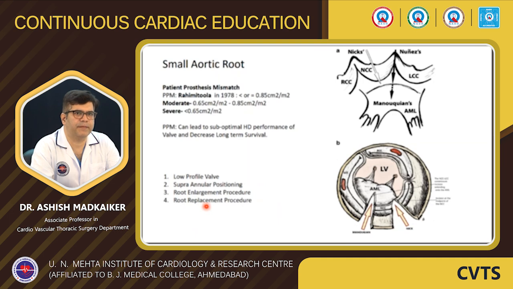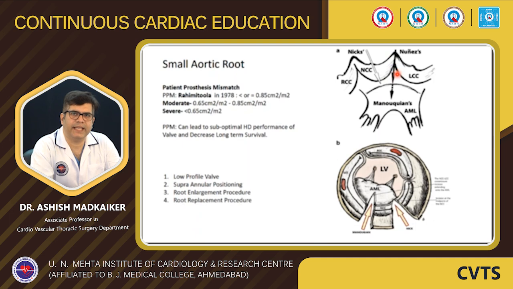And the last thing might be a root replacement procedure. Again, root replacement procedure is beyond the scope of this session, and we will see quickly how to do root enlargement procedure. So there are three major posterior root enlargement procedures and one anterior root enlargement procedure. So if we see the posterior root enlargement procedure, it is Nicks procedure, which divides the annulus below the nadir of NCC, and we are able to oversize the valve by one size.